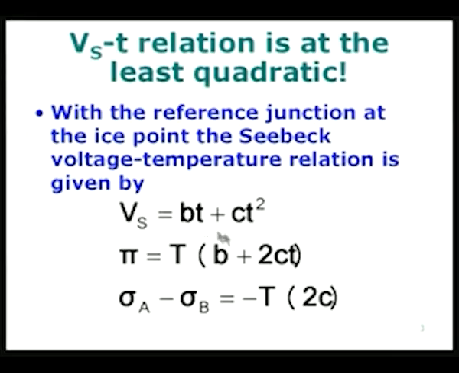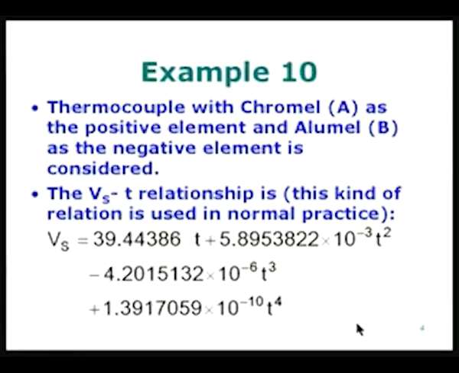So, we do expect in practice that C will be much smaller than B depending on the combination of materials we have chosen, so that you have a very nearly linear relationship, but for a large temperature range the nonlinear effect is going to become important. So, with this background, let us take a look at a simple example.